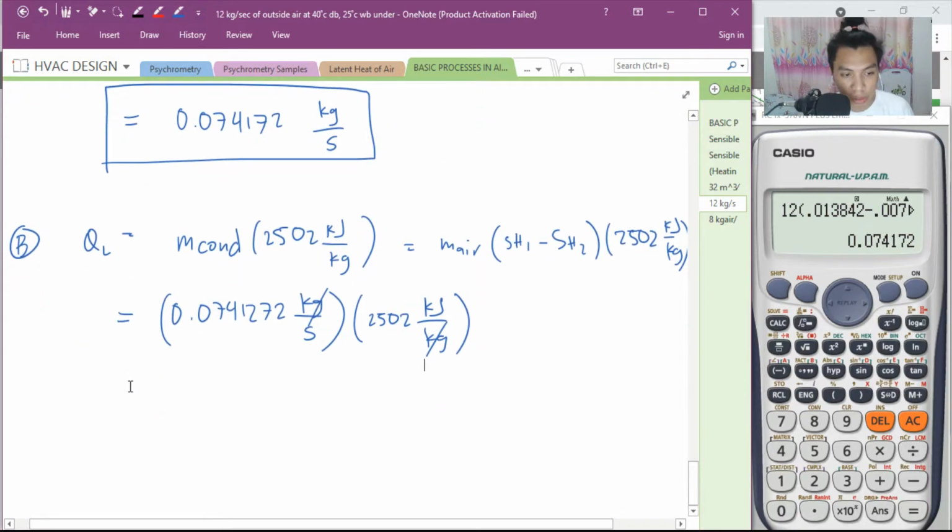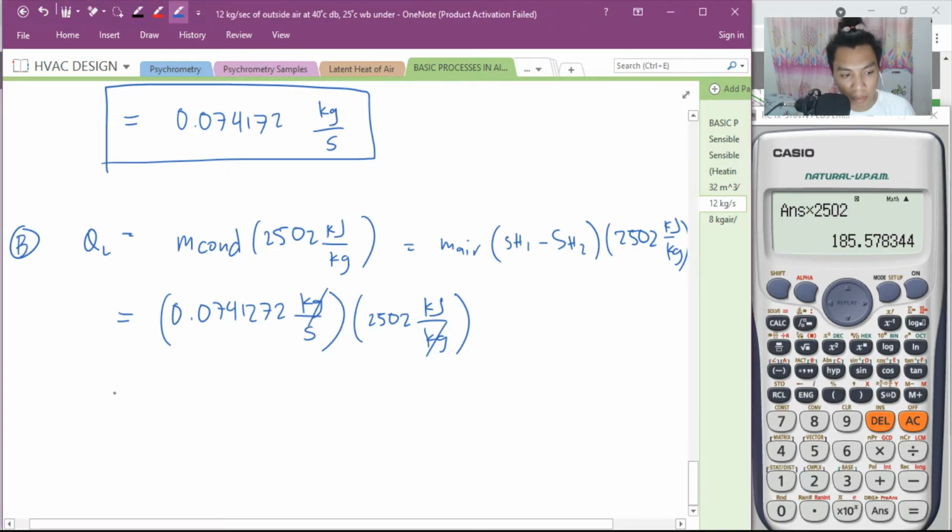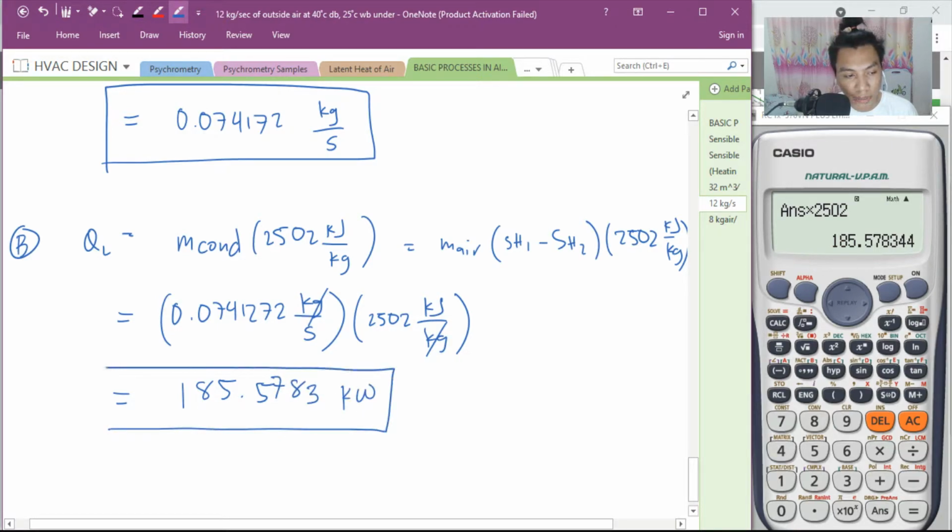Kilowatts. Hindi kilojoule yan. Kilowatts dapat. O, di-multiply natin ng 2502. The answer is 185.5783 kilowatts. Ang laki pala nung air conditioner mo. Ibig sabihin, meron kang centralized unit. Ang laki ng power consumption yan, kasi ang laki ng load eh.